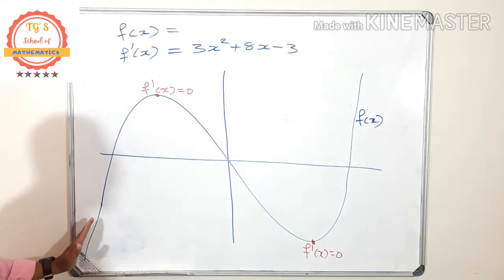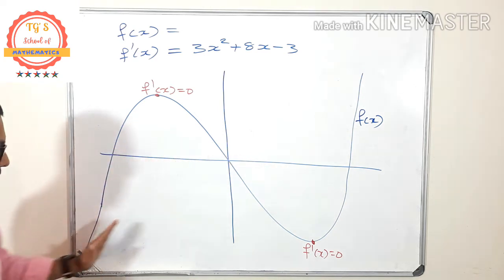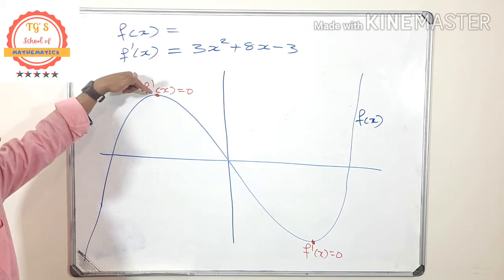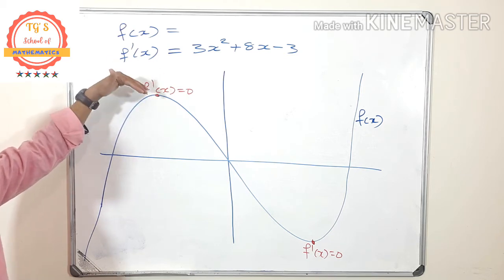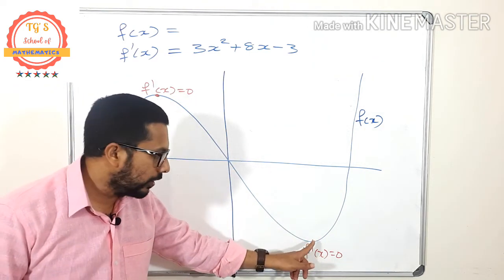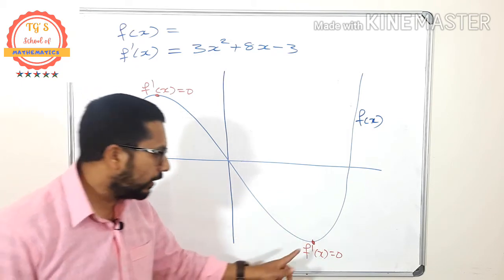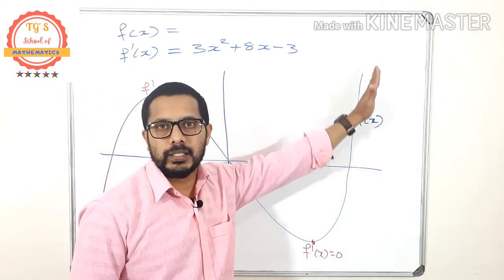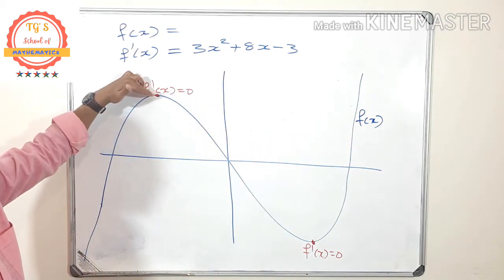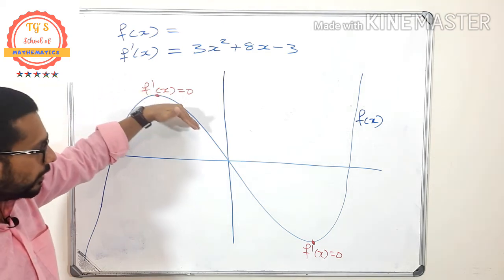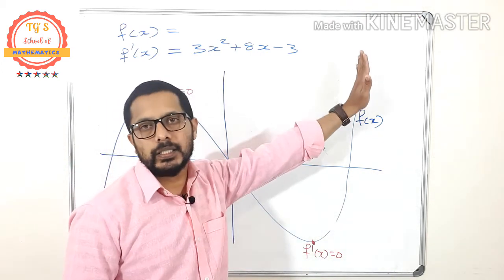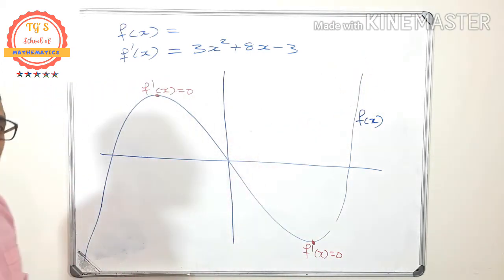Here the graph is increasing. Am I right? When the x value increases, what happens to the graph? f of x is increasing, up to which point? Up to this point. Then after that point, what happens to the graph? The graph is decreasing, up to this point. Then after that, the graph is again increasing. So increasing, stationary point, turning point, then decreasing, again stationary point, then again increasing. Am I right? So you have to understand like this.